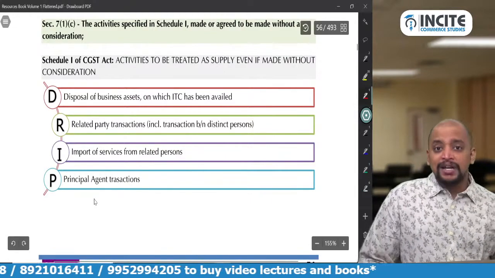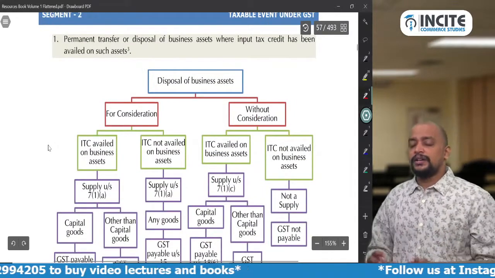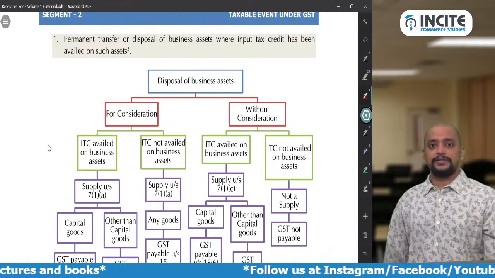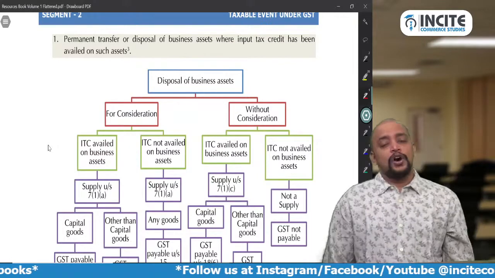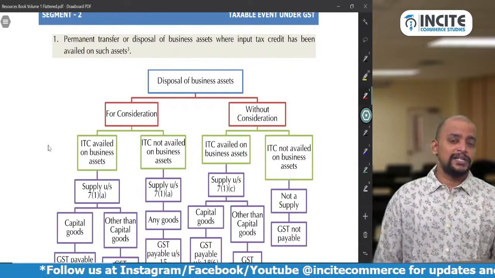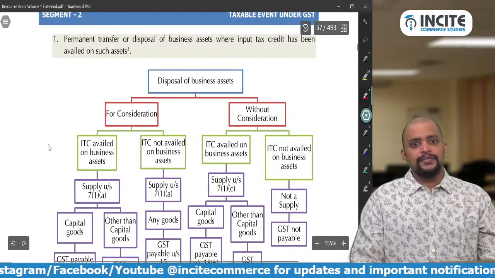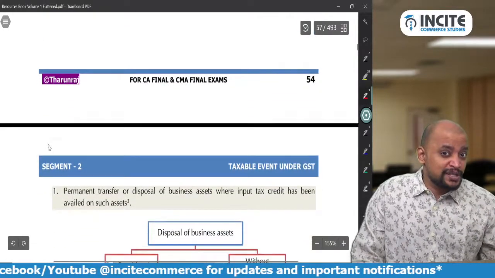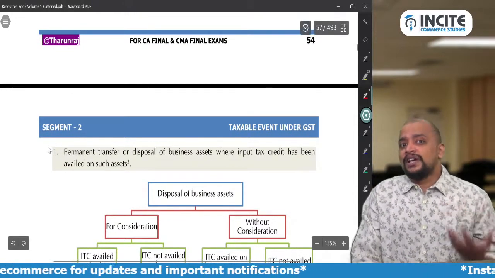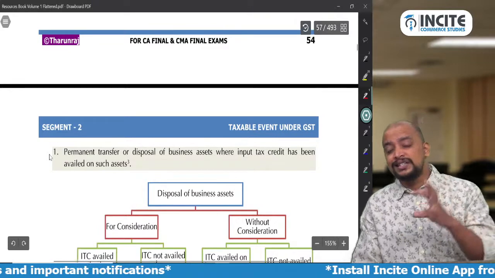Now I am analyzing each and every point one by one. D for disposal of business asset. What is given? Permanent transfer or disposal of business asset where ITC has been availed on such assets. So we purchase some assets on which ITC availed. When we dispose it off without any consideration, then it will become supply under 7.1c. Now listen, I am disposing of a business asset for consideration, and ITC is not availed. Will it become supply under 7.1c?